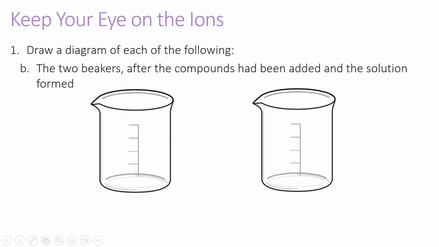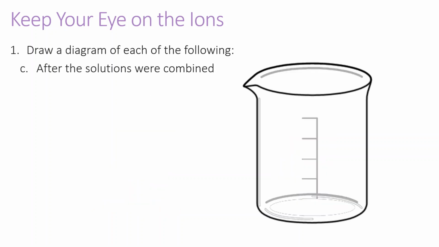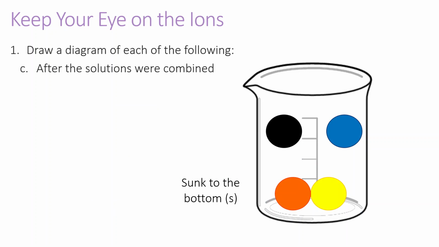Next, we took those two solids and we added them to the beaker. And when we did, we saw that the ions broke apart, they separated from each other in solution. So now we have silver nitrate aqueous and sodium chloride aqueous as well here. So we've just formed these solutions here by dissolving. Now we combined those two solutions together.